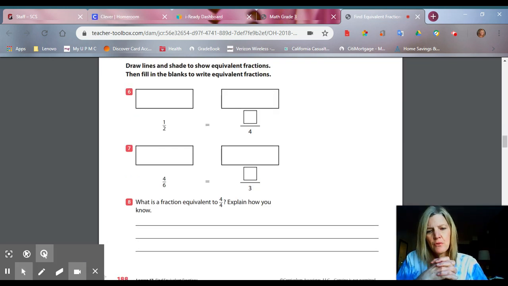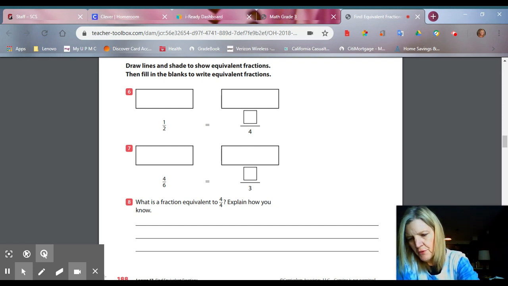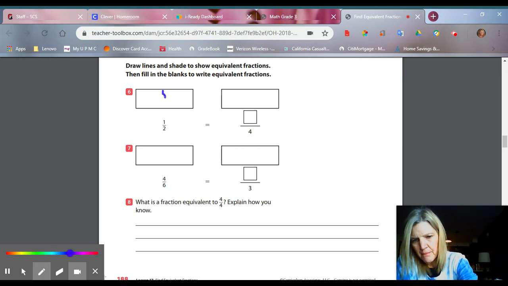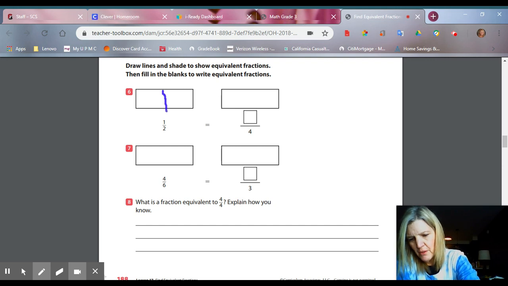Down to number 6, draw lines and shade to show equivalent fractions, then fill in the blanks to write equivalent fractions. Number 6, 1/2 is equal to how many fourths? Well, draw the lines in to get 1/2. Draw one line in the middle. Whoops, that gives you 2 equal parts, if you can draw neatly, which for some reason I just can't seem to do this morning. And you need this next one to be in fourths.